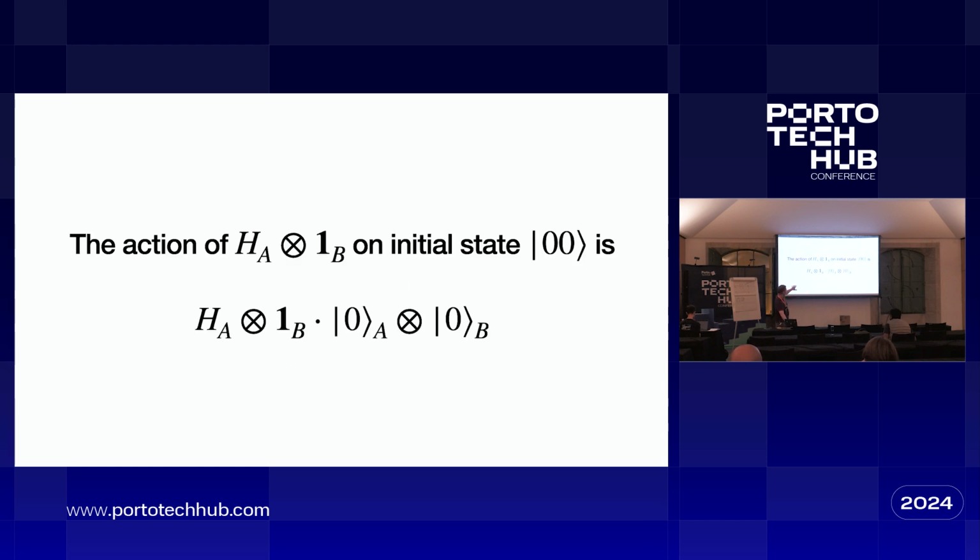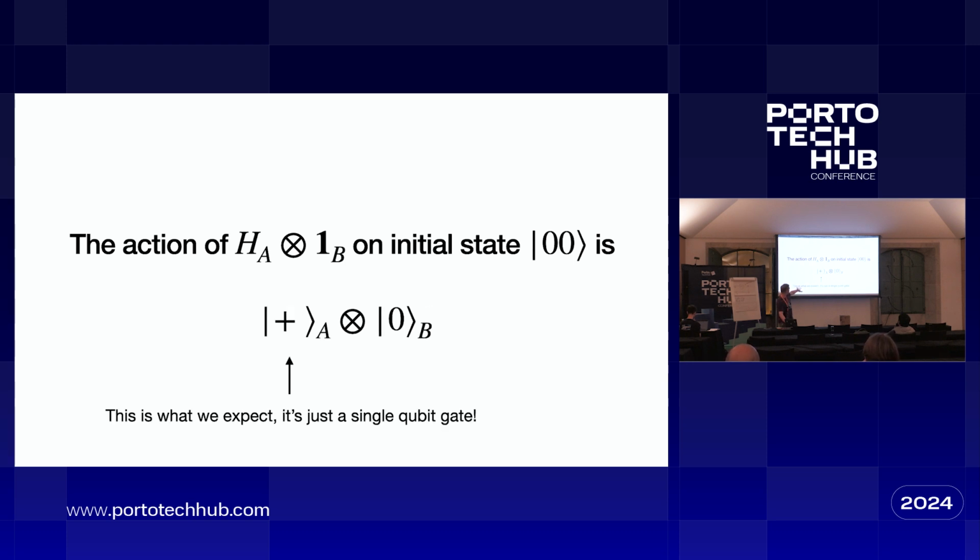So, I told you how to apply tensor product operators: the first one applies to the first qubit and the other one applies to the second qubit. That gives us the plus state. We put this here. That's where we are right now. We're at this point in time.